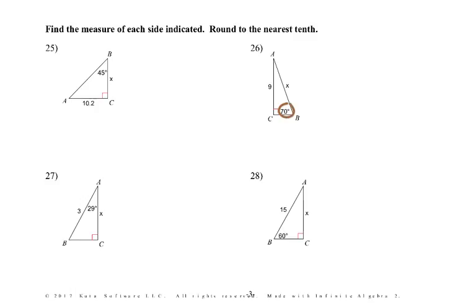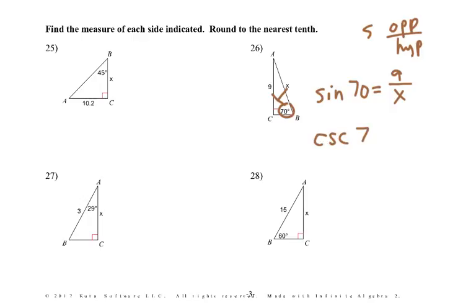26. So our angle's right here. We've got the opposite side and the hypotenuse. So opposite over hypotenuse is sine. So I'd go the sine of 70 degrees equals the opposite, 9, over the hypotenuse, x. We could also use the cosecant of 70 degrees, because then that would be x over 9. Then you would just times it by 9. So either one works, okay? It doesn't matter which one you do.